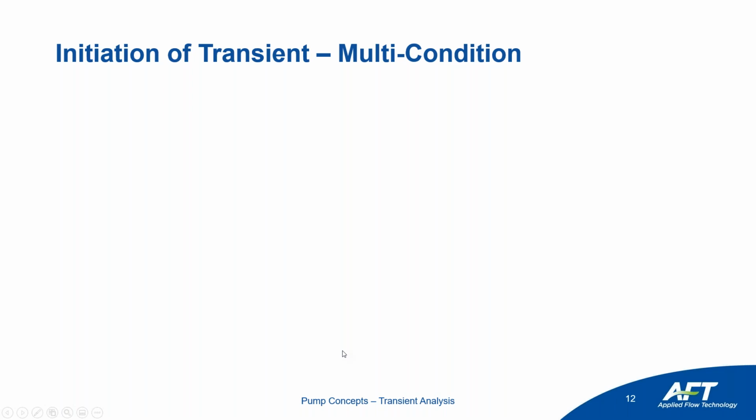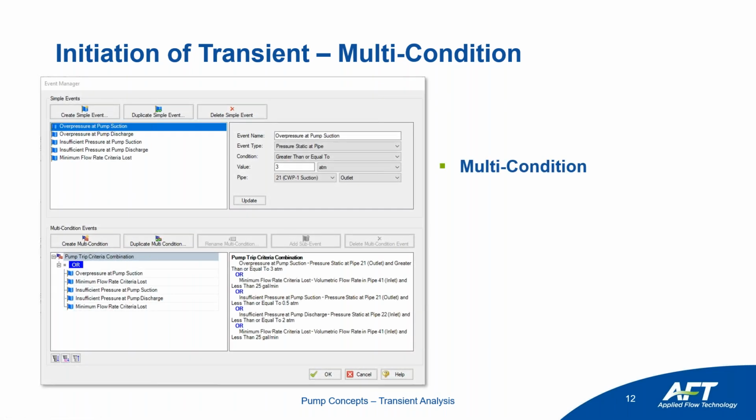The final thing is much more complex. So let's say you have a pump that can trip due to a number of different criteria. So for example, you might see overpressure at the suction, overpressure at the discharge, insufficient pressure at either, or if you need to meet a minimum flow rate and that's no longer achieved, then you should trip the pump. This is from a multi-condition event specification. And so what that lets you do is you can use a single event and it can check for all these different criteria, where if any of them are met, then it'll trip the pump and have it do what you need it to do.